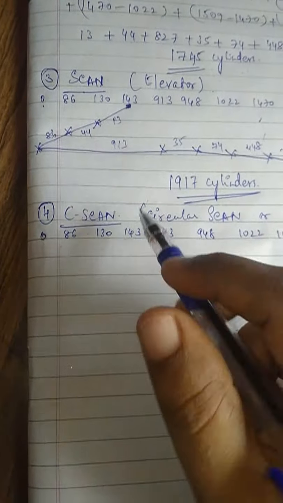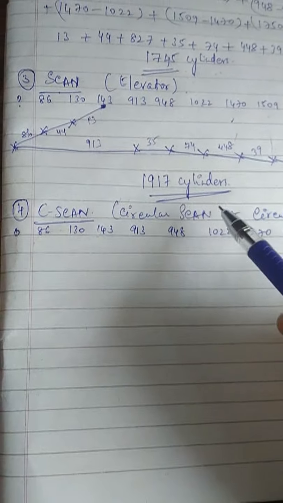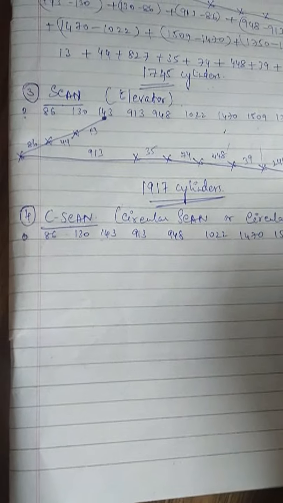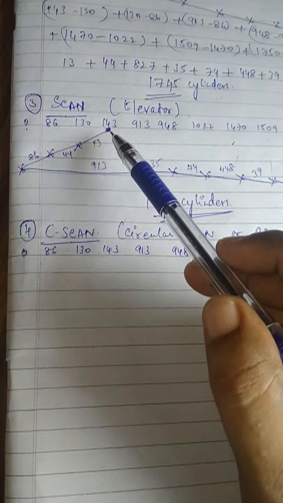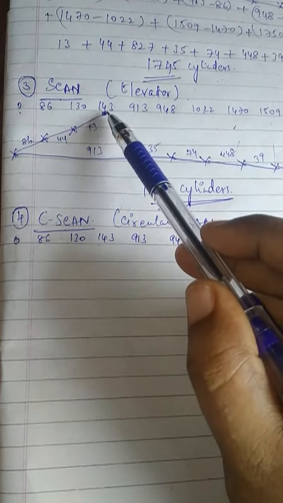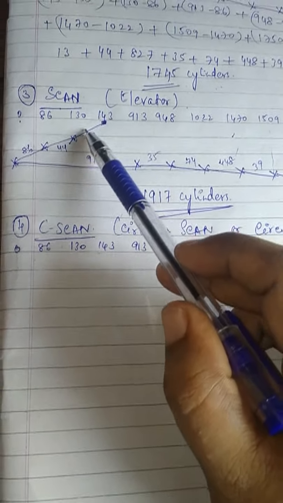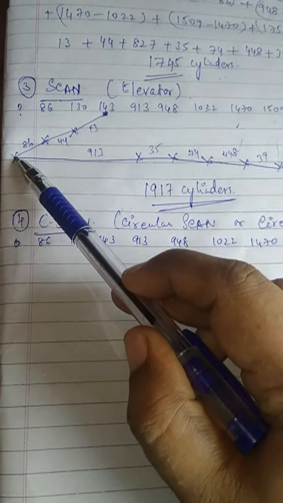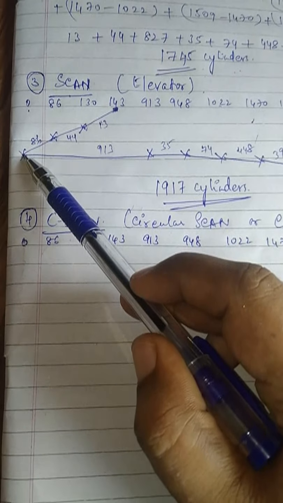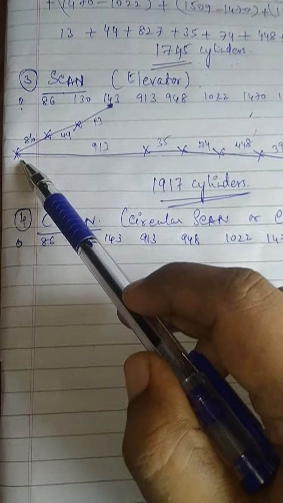Hello students, next we will go to circular scan or C-scan or circular elevator. So scan we already saw in the previous video, that is starting from the read write head you are moving in one direction until the end. Even though there is no request coming in, we are moving till the end of the disk.